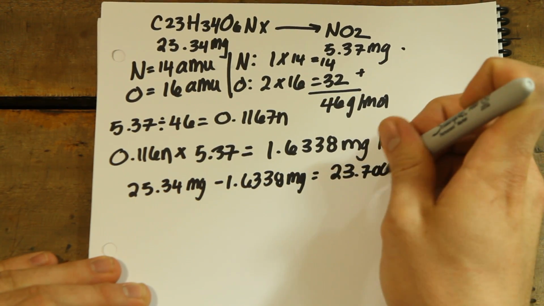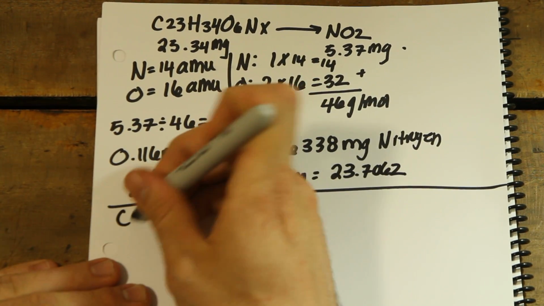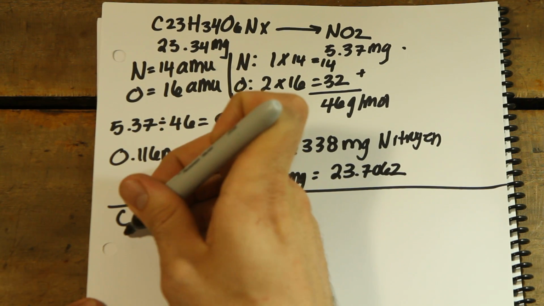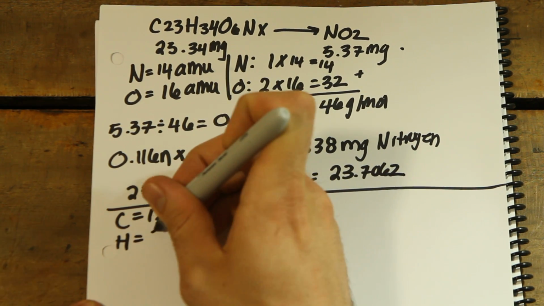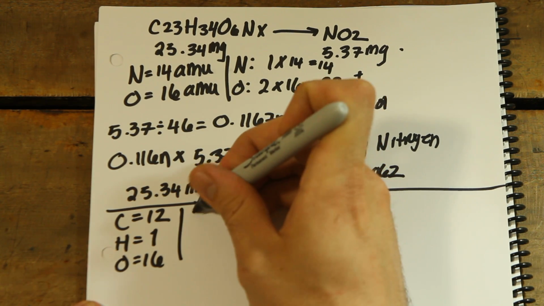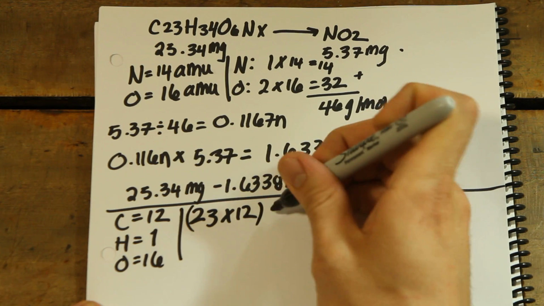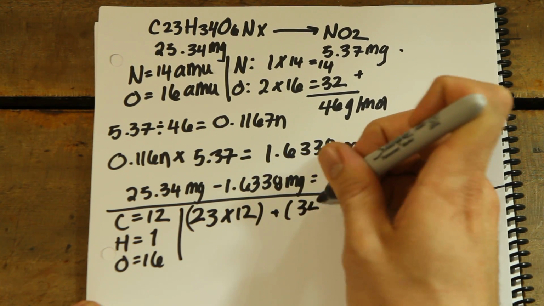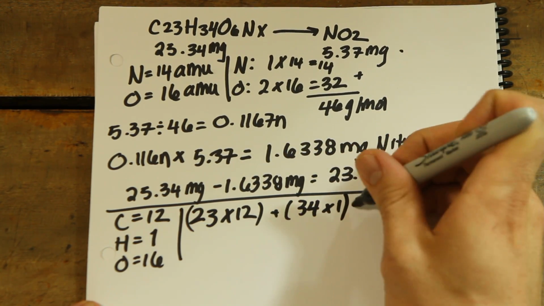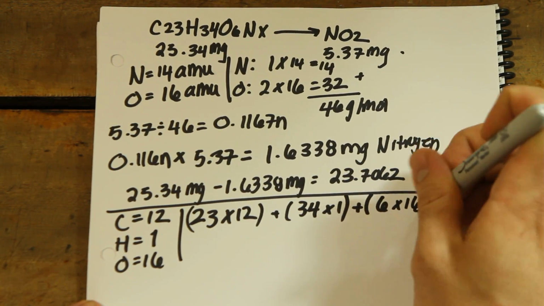The trick here is to know that we can use a cluster of atoms as a single unit with a new weight of 23.7 milligrams. That is, the C23H34O6 part of the molecule is treated as one unit, while nitrogen is dealt with separately. We can now convert grams to moles and moles to a mole ratio. We begin doing so by adding up the atomic masses of all of the atoms in the cluster of atoms.